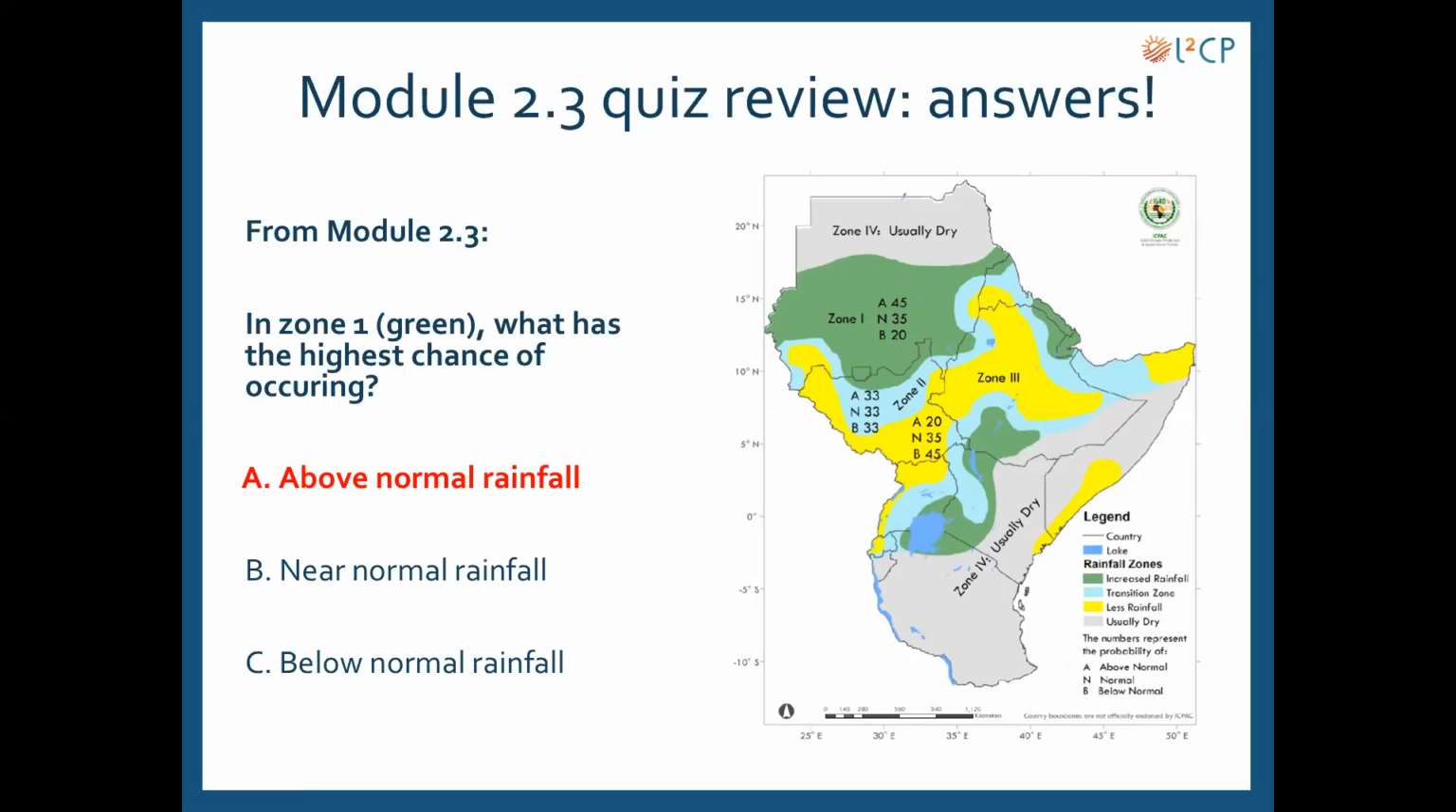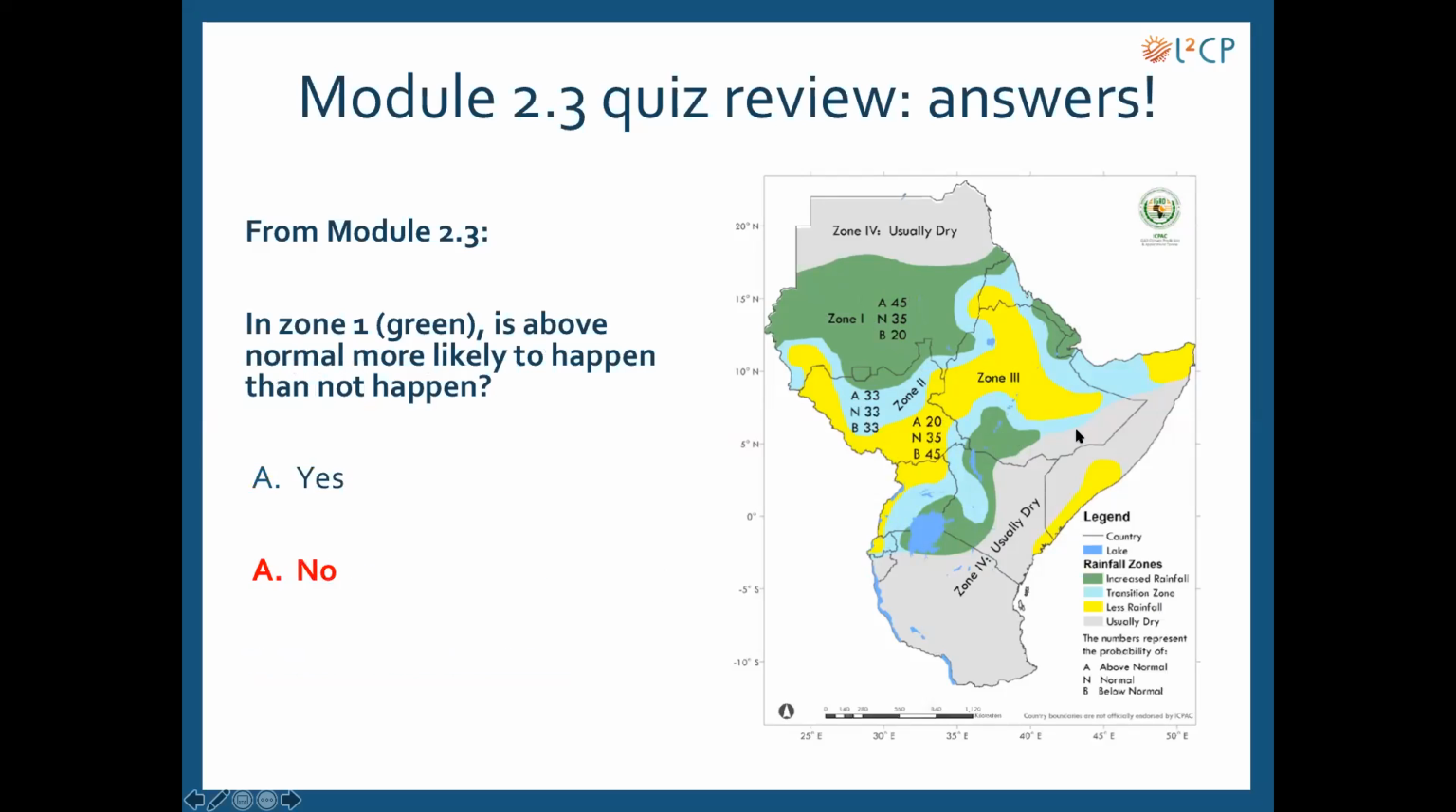And most of you got that right. 77% got that one right, which is great. Some said near normal and others below. One said below normal, so perhaps you may have looked at the wrong zone. Zone 3 has the highest chance of below normal, but it's zone 1 we're looking at. The green highest chance is above normal, which is 45%.